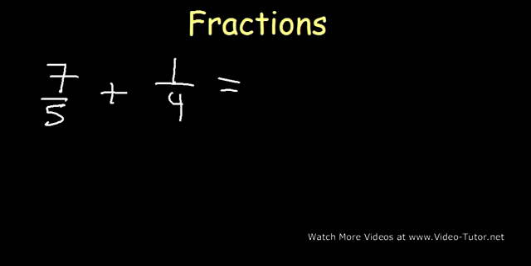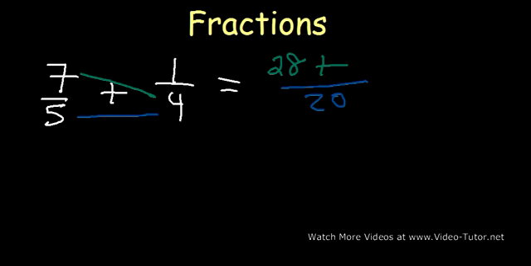So let's begin. Let's say you want to add these two fractions, 7 over 5 and 1 over 4. How would you do it? Well, here's one quick and simple technique. You can multiply 5 and 4, which will give you 20. And then multiply 7 times 4, which is 28, and add that to 5 times 1, which is 5. So 28 plus 5 is 33, divided by 20.